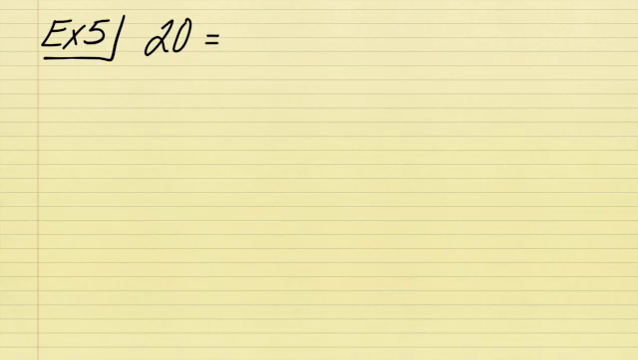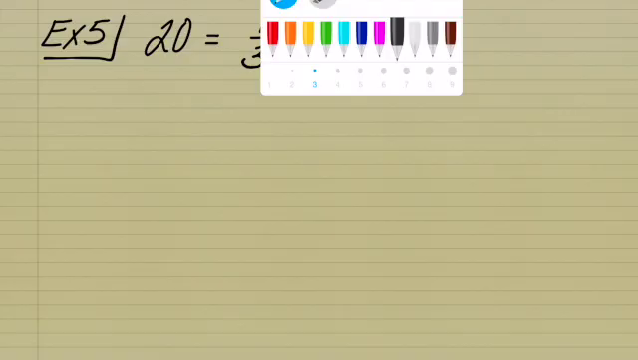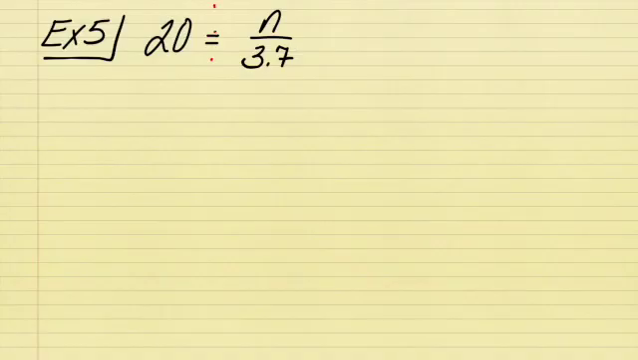Let's do one more. Let's do 20 equals n divided by 3.7. Okay, n divided by 3.7. So I'm going to make my equal sign my wall. I go to the side with the letter, and I do the opposite. So here's my letter. Right now it's dividing by 3.7. So I'm going to do the opposite.